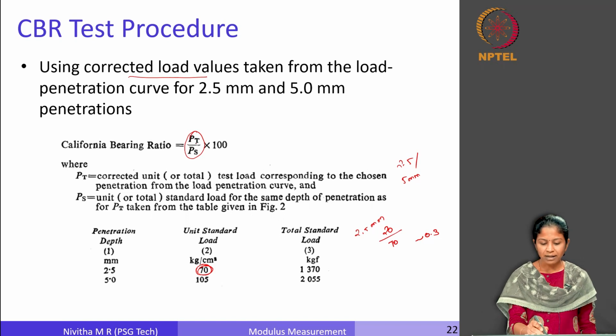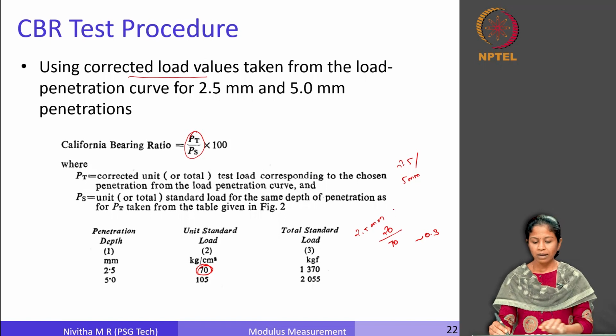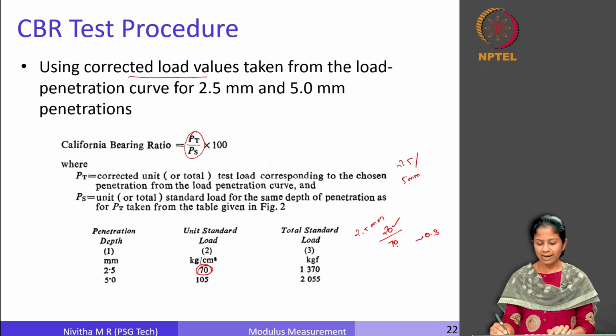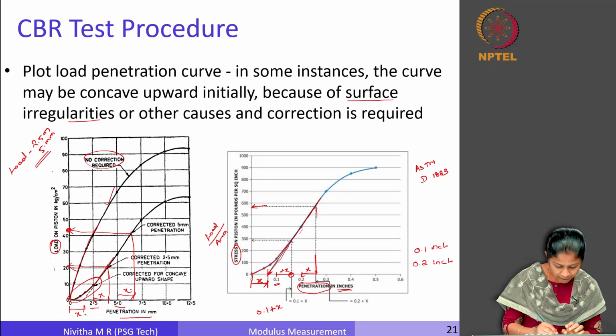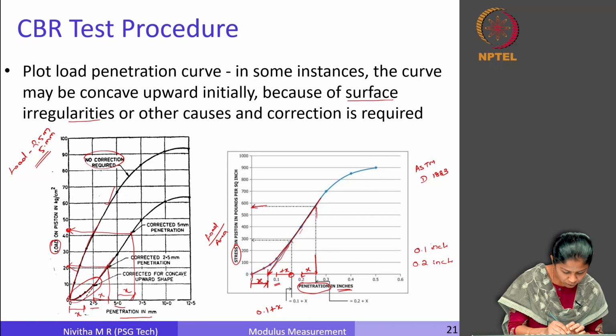This is nothing but the ratio of PT by PS, wherein PT is the corrected load from the load penetration curve, which is 20 for 2.5 mm, and the corresponding one for the unit standard load is 70, again for 2.5 mm. Now, let us do the same thing for 5 mm. The corrected load from this is about 42, 43.